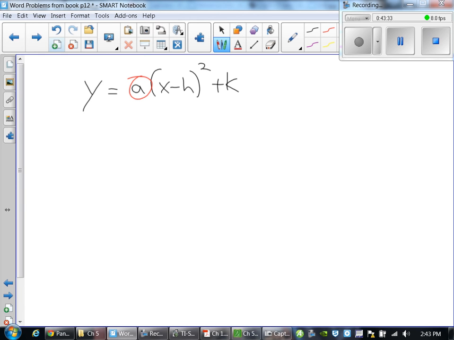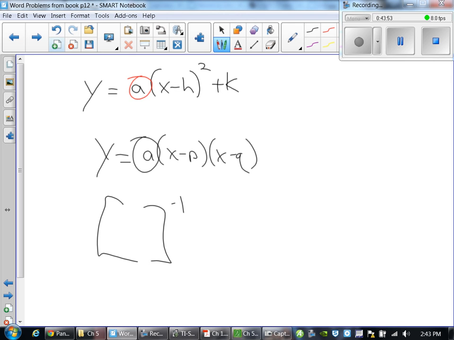It's the same thing when you do the intercept form. That's where you had y equals a times x minus p times x minus q, where the p's and q's were your zeros, your intercepts. You were given the y and the x, and you had to solve for a. You just go back and rewrite. And then we had the other one with the matrix. That was really easy. Remember, Maria?